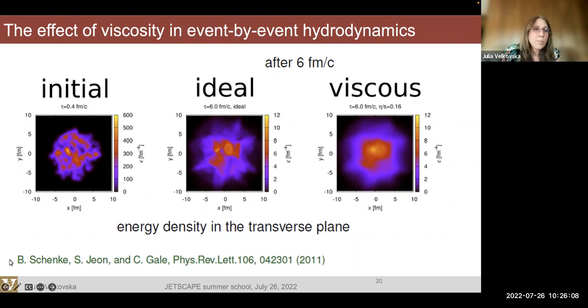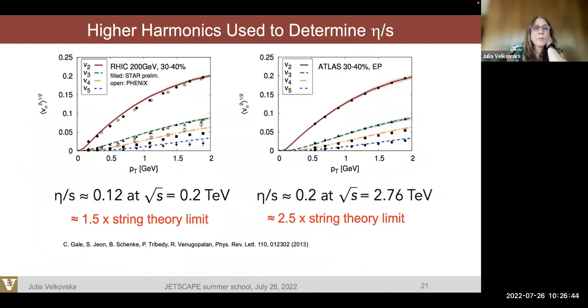And here's an example from this paper of some hydro profiles, how they evolve with viscosity and how the initial lumpy distribution gets propagated if the hydro is ideal or if you have viscosity. So basically now with measuring all these harmonics, you could probe the system at different length scales and really get much more detailed information about the transport parameters.